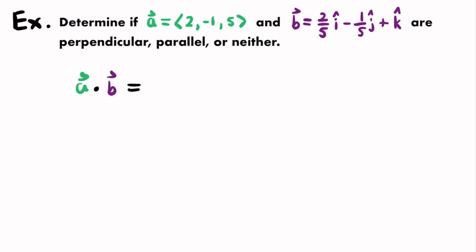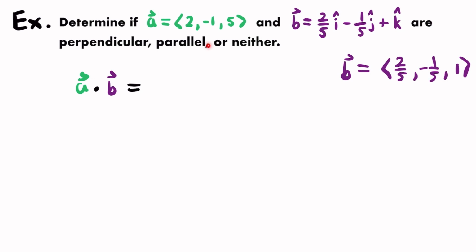And just to make it more clear what vector b is, I'm just going to rewrite it here in the standard form. Vector b is equal to 2/5, comma, -1/5, comma 1, right? We're just taking the coefficients of i, j, and k that make up the components of our vector. And now let's work on the dot product.